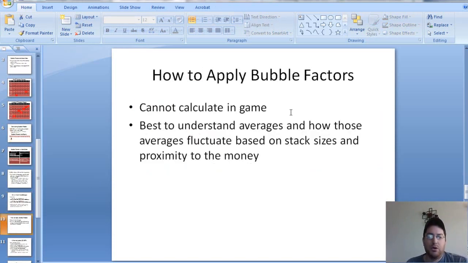So as I mentioned, you can't calculate in game. There's too many calculations to do. So what you need to do is understand the averages. Again, print out that chart that I made. Memorize what the bubbles are for the different games, or specifically the game that you're playing, and how those averages will fluctuate based upon the stack size. So if you're in a big stack versus big stack battle on the bubble, and let's say there's another short stack there, because of that disproportionate stack distribution, you're giving up a lot of equity potentially, so you need to be damn sure that you have enough equity to justify that ICM tax, essentially. The bubble factor being that ICM tax.